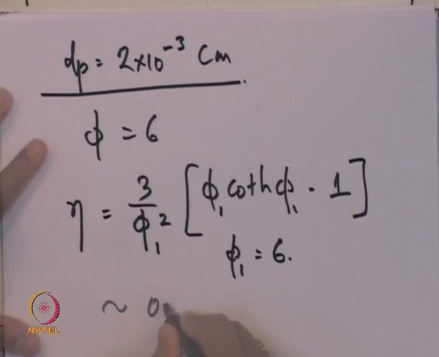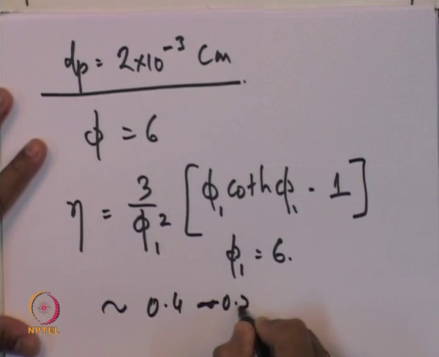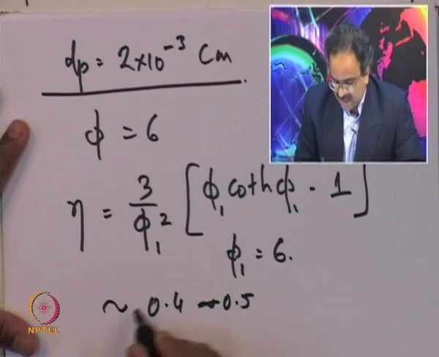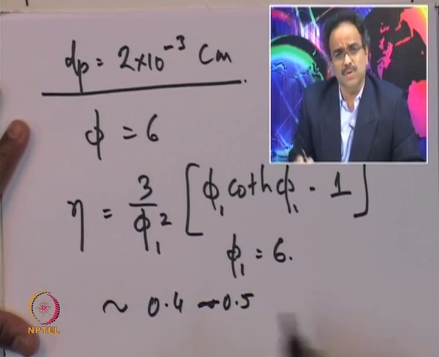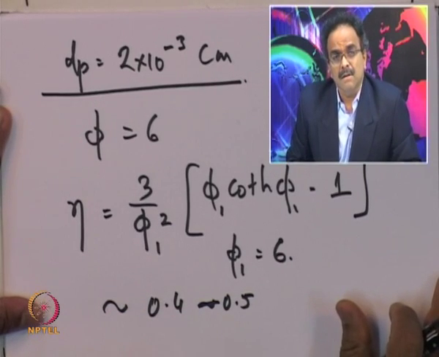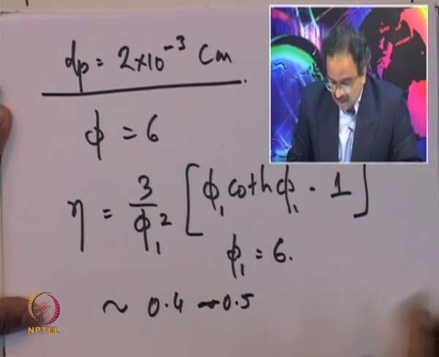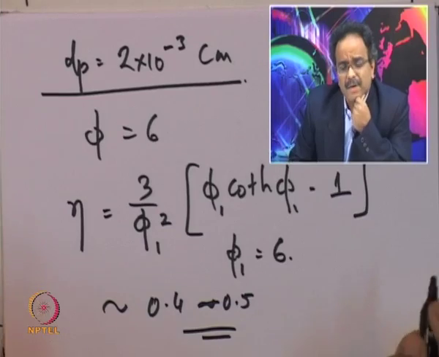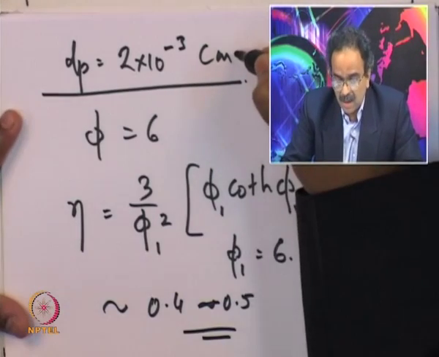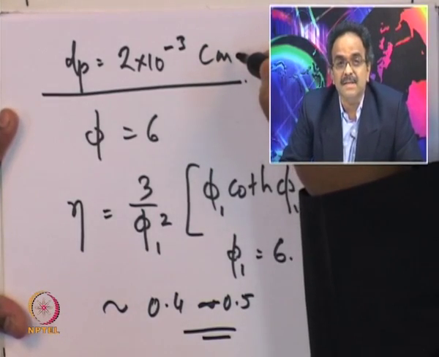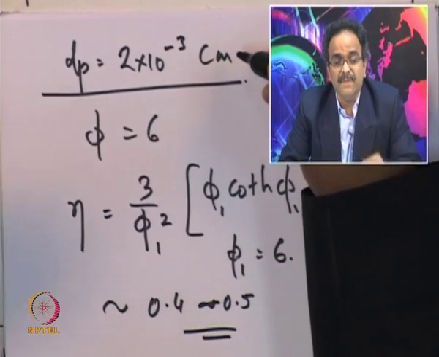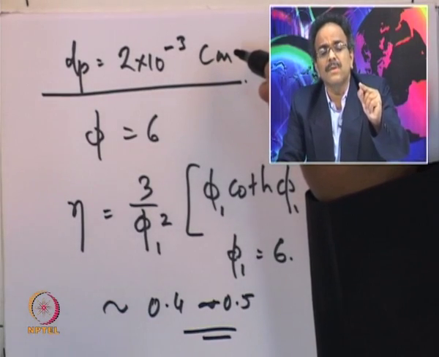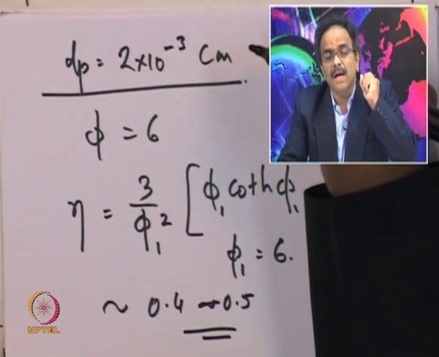I have not calculated it, but you can do it yourself, or it can be somewhere close to this range, right. Now, this value is lower, so the rate is lower, but I am not happy with this rate. Look at the particle diameter: 2 into 10 to minus 3 centimeters, right? 2 into 10 is 1 centimeter is this much, okay? 2 into 10 to minus 3, okay?